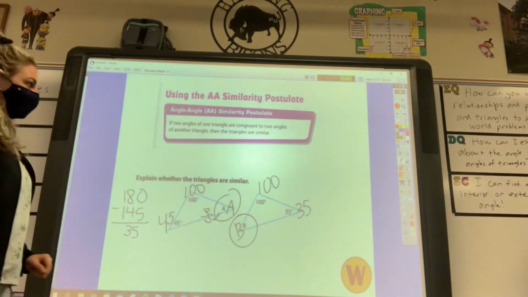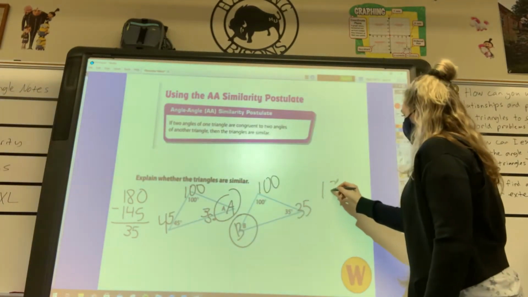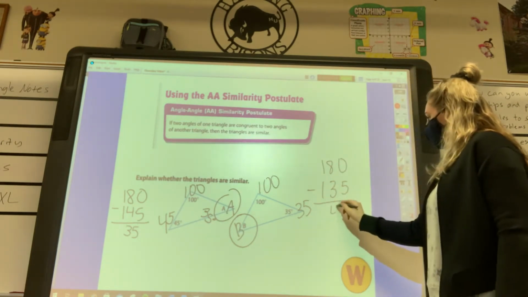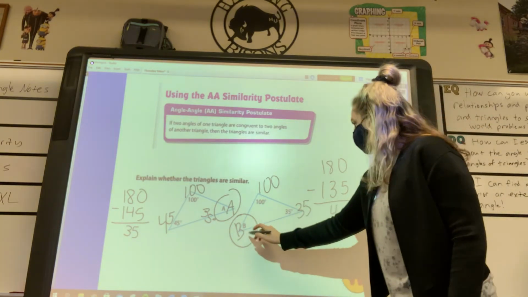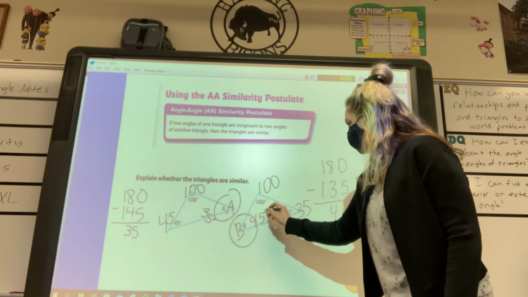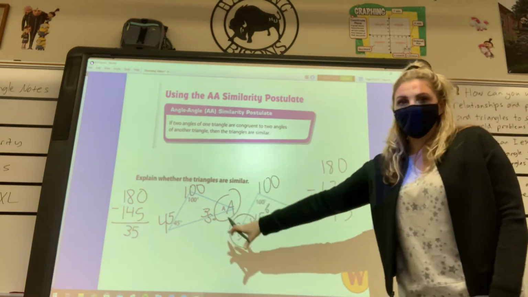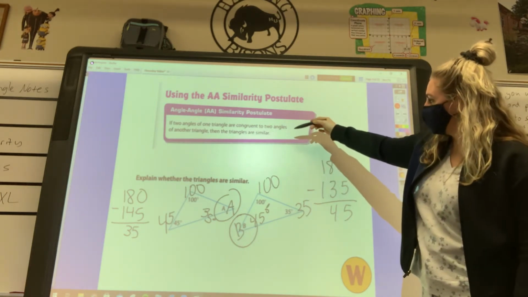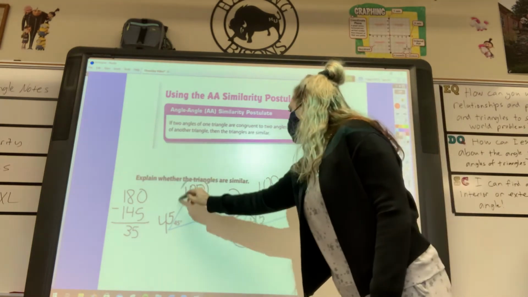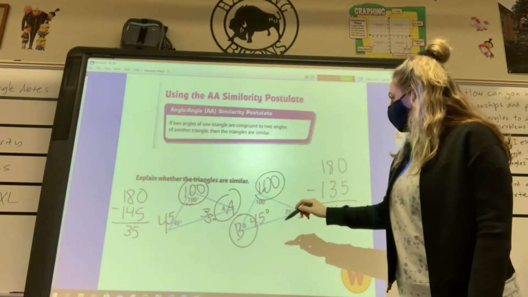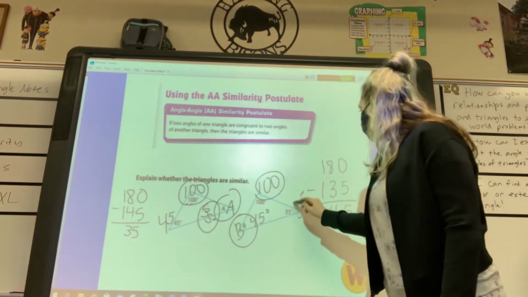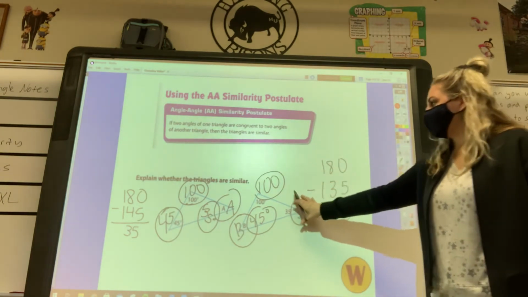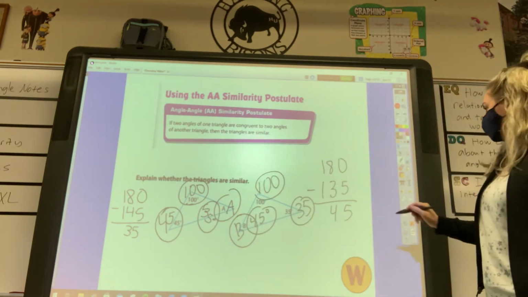So we can do the same thing on the other side. We have 135, and we're going to subtract that from the total amount of 180 and get our total for angle B, which is now 45 degrees. So now that we've filled in all three angles of this triangle, we can go back to our definition of a similar triangle, and we can see that we have 100 and 100, and then we also have 35 and 35, or even 45 and 45. So because we have our congruent angles, we know that these two triangles are similar.